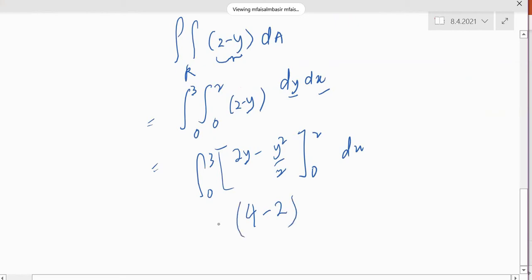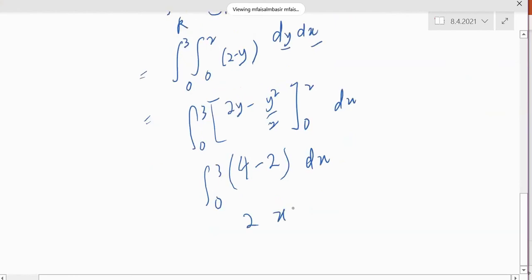And then you have to integrate this with respect to x. So 4 minus 2 is 2. 2x from 0 to 3. And then you have 2 times 3 is 6. Okay, understand?